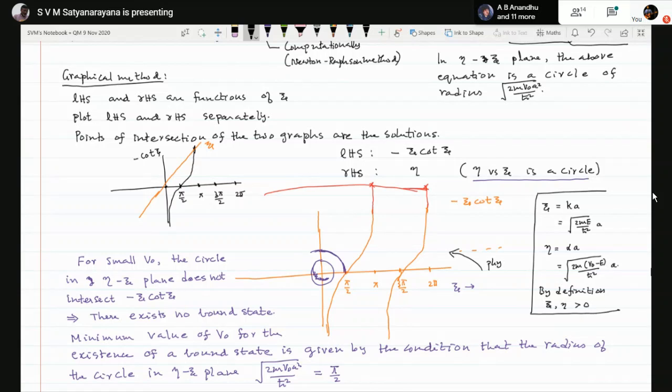Oh, okay, sir. Now I got it. Because it intersects in the fourth quadrant also, but xi and eta are greater than 0. Yeah, but this is what is physically relevant.